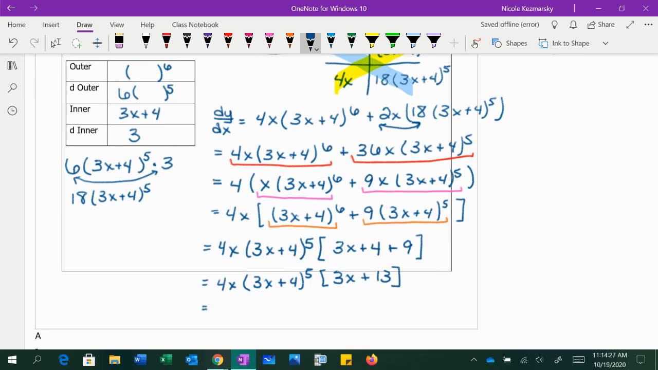And because that's a little simpler than the 3x plus 4 to the 5th power, I'm going to bring that up front. So 3x plus 13 times 3x plus 4 to the 5th power.